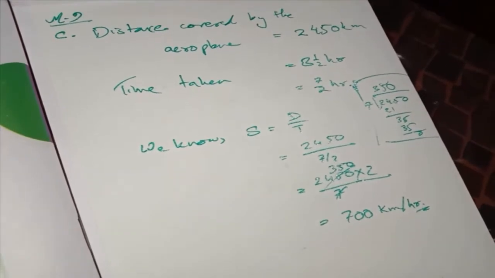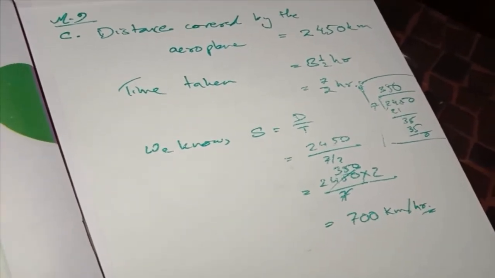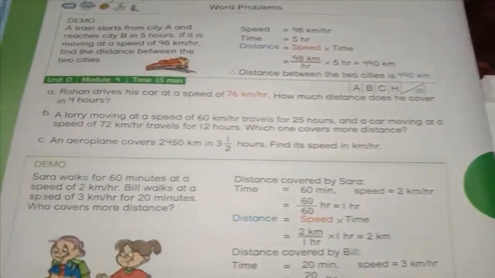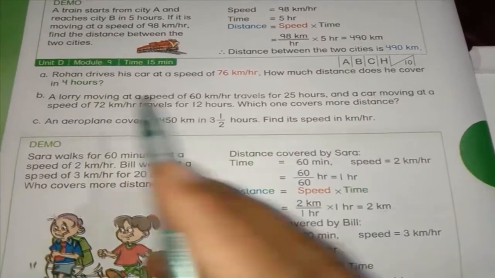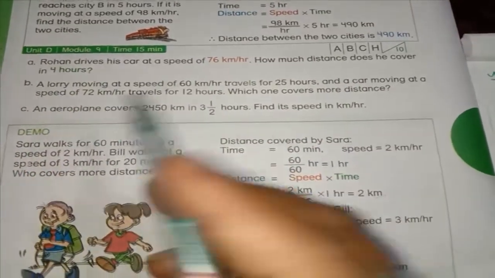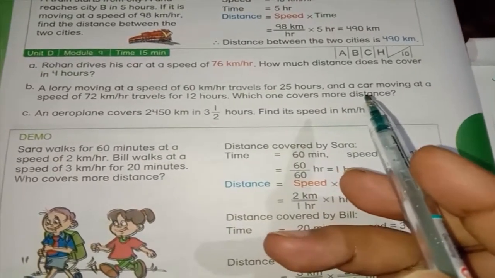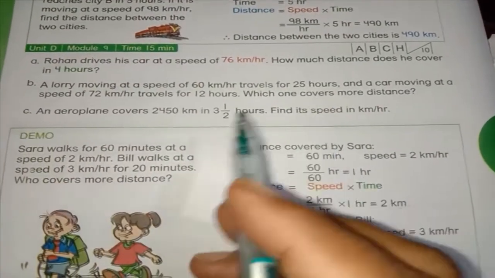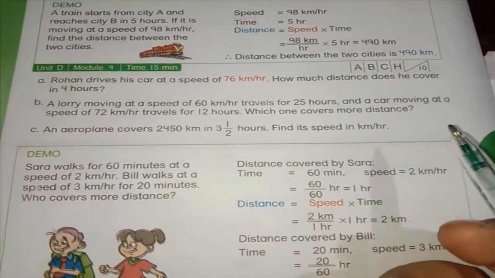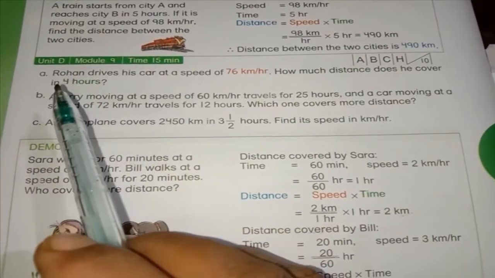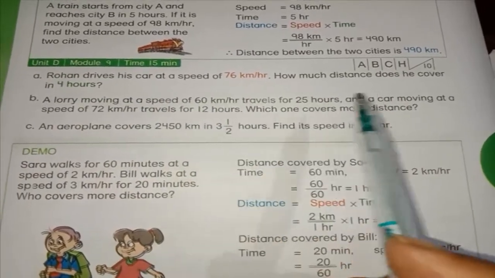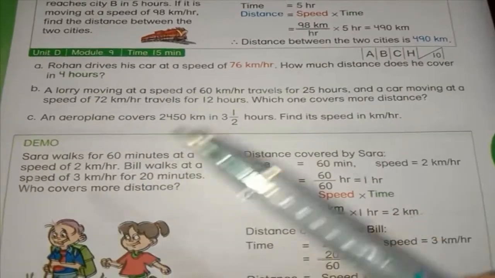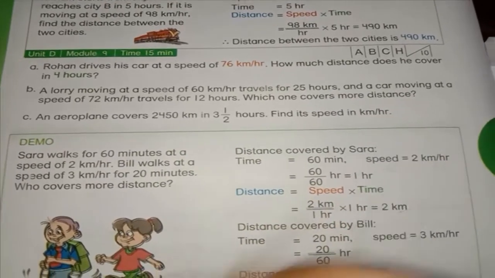This is how you are going to solve all the problems in module number 9. There are some other type of problems also. In question number B, there are two vehicles, one a truck or a lorry and another one is a car. The speeds are given. Which one covers more distance? You have to find that out. In question number A, simply the speed is given. How much distance does he cover in 4 hours? So here you have to find the distance using the same formula.